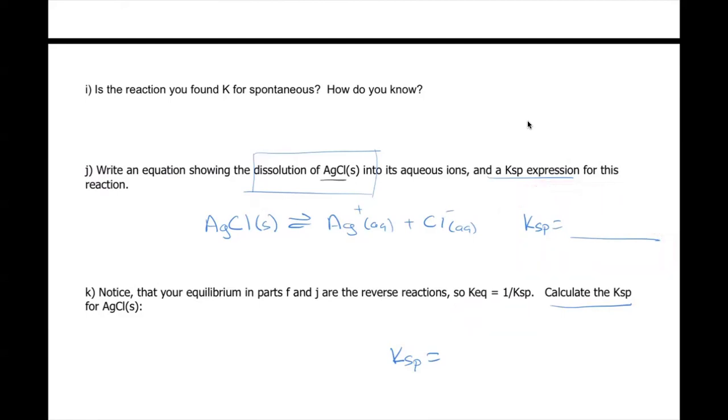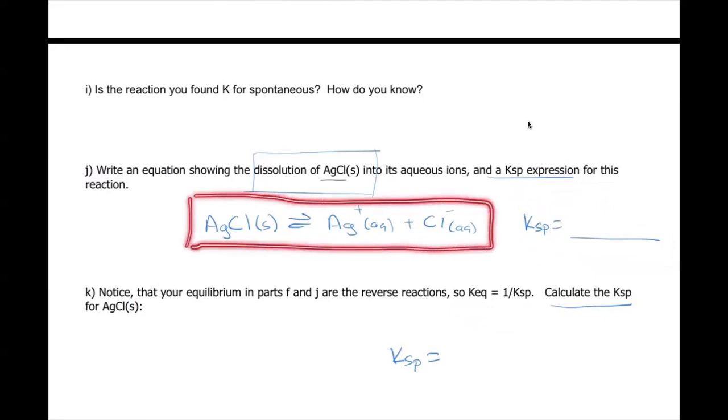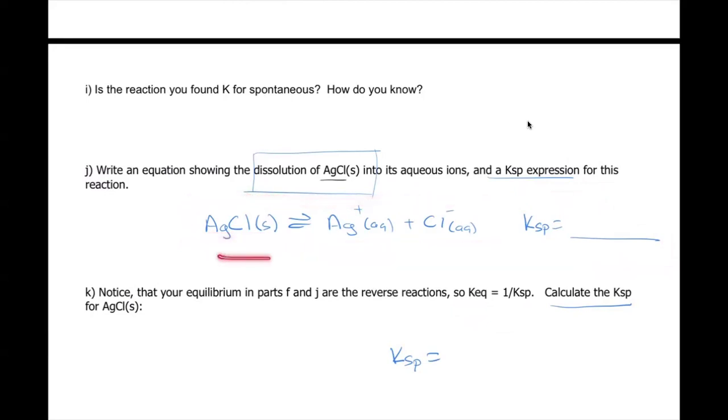This little self-check for you is with the KSP expression here. Remember, silver chloride is an insoluble salt. And so we can think about, should this equilibrium constant be big or small? And did you get a big or small equilibrium constant here?